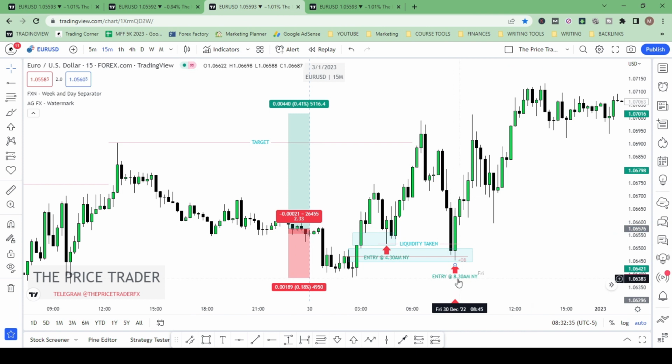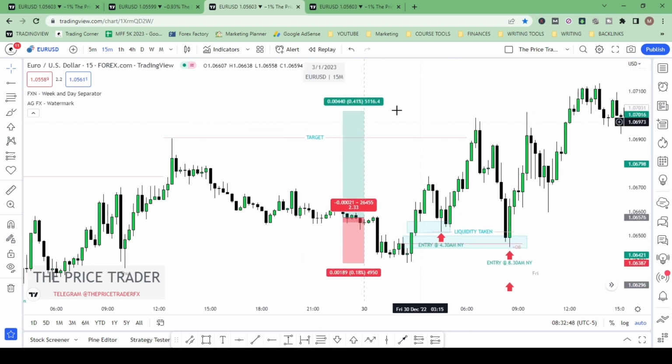So we are seeing that this entry came at 3:30 a.m. New York time, and this one was at 4:30 a.m. New York time. Those are the kill zones that I was talking about, guys. If you look at this divider, it is actually 00 New York time, which is midnight open during New York.